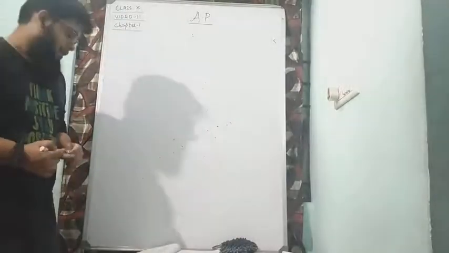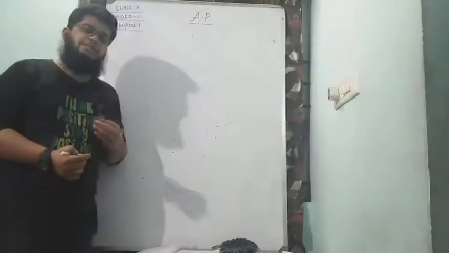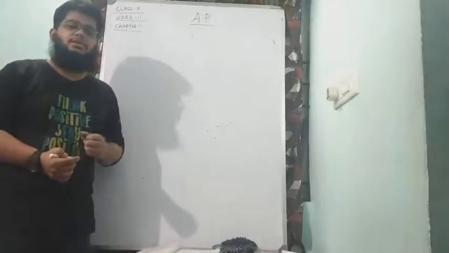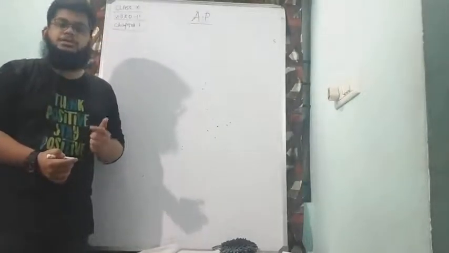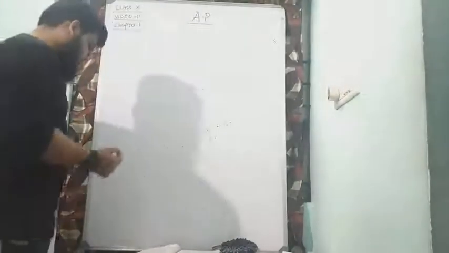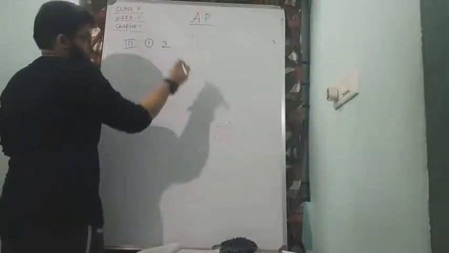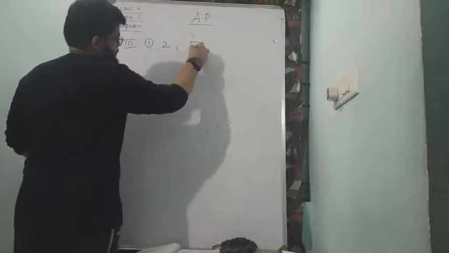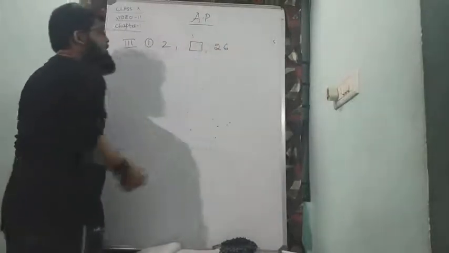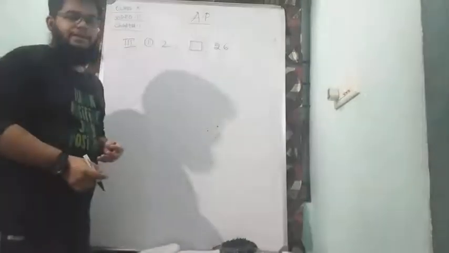Alright, so next one. What we'll have to do here is, in this third problem set, there will be some values that will be missing in the question and we have to find them out. Some terms will be missing. So, for example, 2, an empty box, and then followed by 26. We should find out what value would come in that empty box.